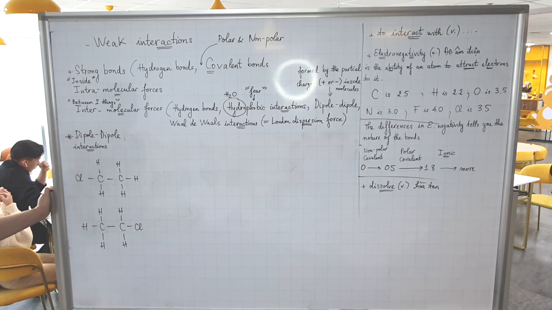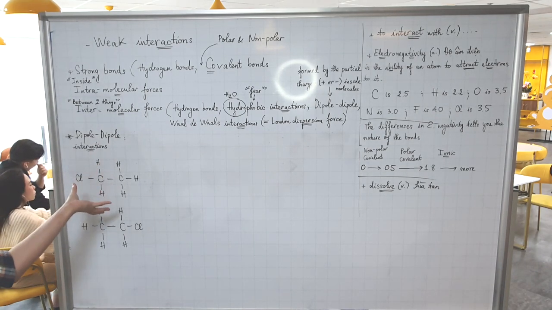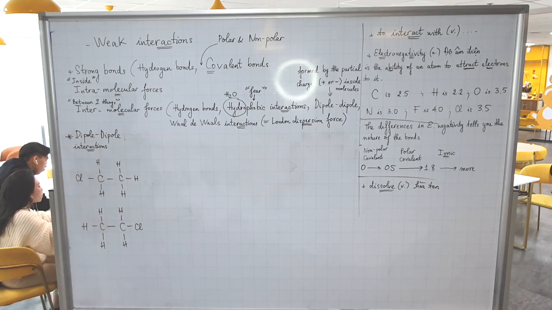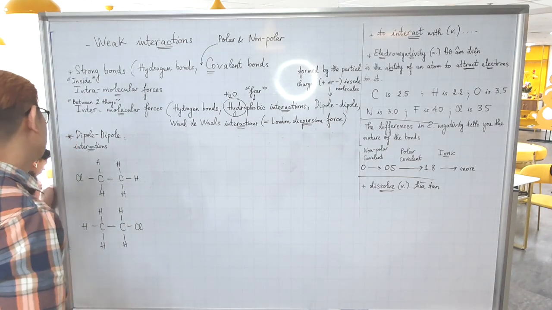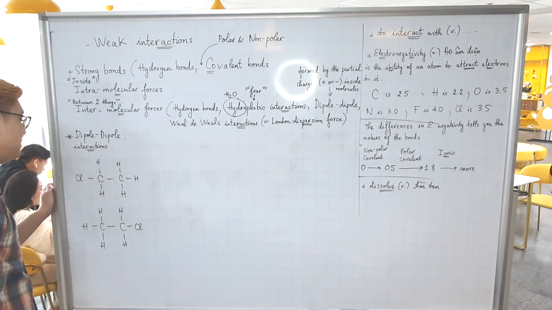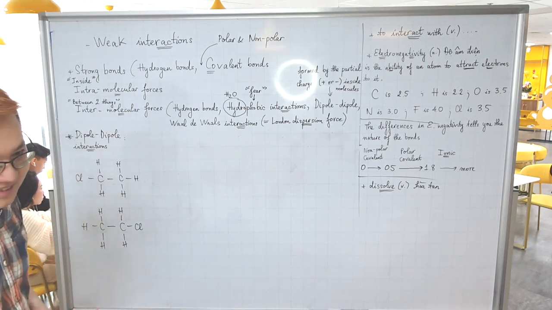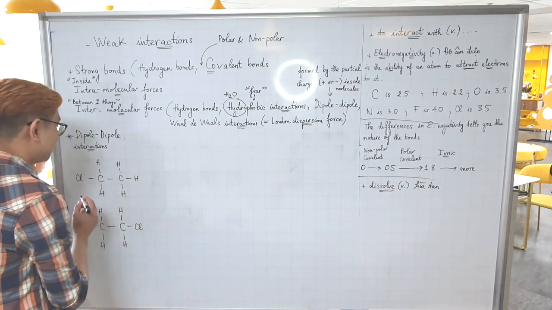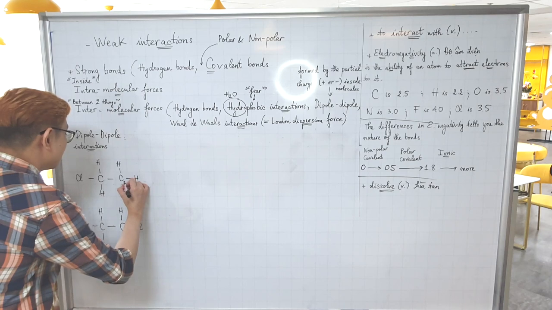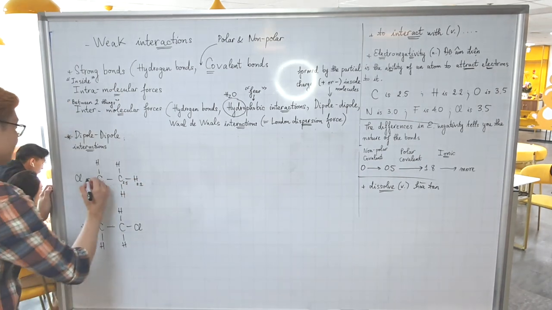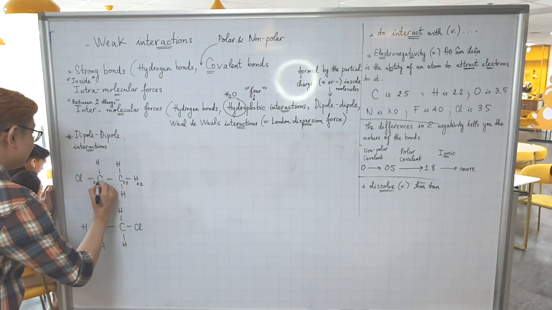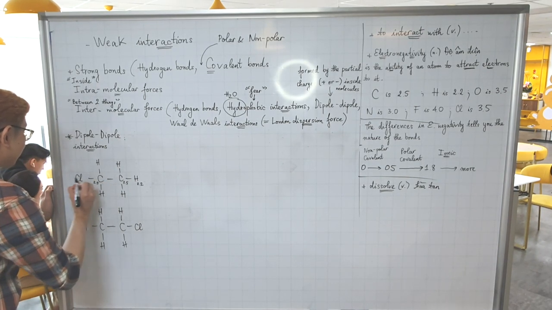These two molecules are the same thing. They just flip. Nó cùng một cái loại phân tử thôi. CH3CH2Cl. So, what's the difference in the electronegativity? Now you can see 2.5, right? 2.2. This is 2.5 and 3.5. You see.